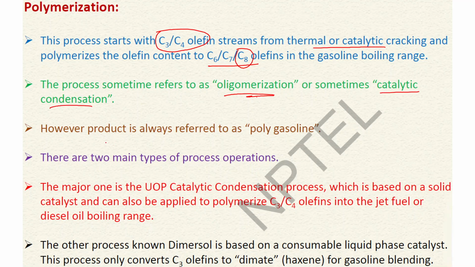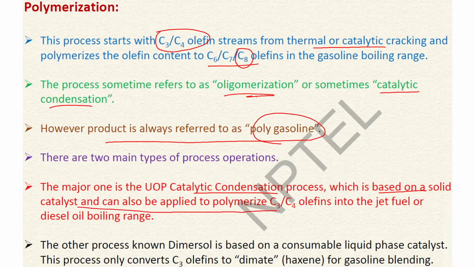It is mainly oligomerization rather than polymerization, and it is also called catalytic condensation. However, the product from this polymerization is always called polygasoline, and there are two types of process operations. The major one is the UOP catalytic condensation process, which is based on a solid catalyst and can be applied to polymerize C3, C4 olefins into cuts in the jet fuel or diesel oil boiling range.